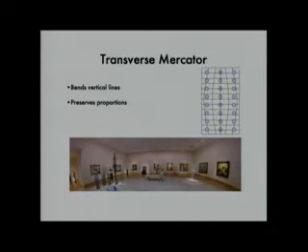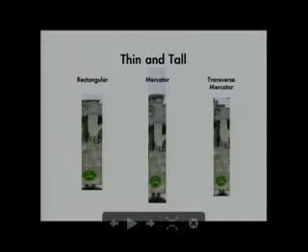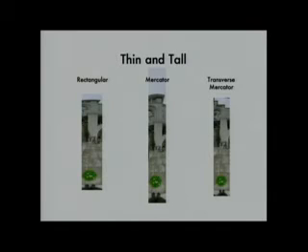So this is not a good option, but if you do want to take panoramas which are more elongated up-down, then the transverse Mercator could be a better choice. So here I cropped it so you see only the visible area, but you can see the legs of the photographer all the way to the top, and everything looks straight, while here the horizontal lines are bent, and here as well.